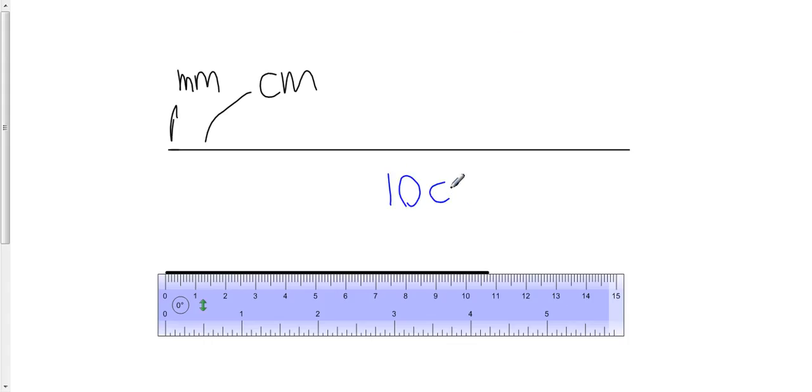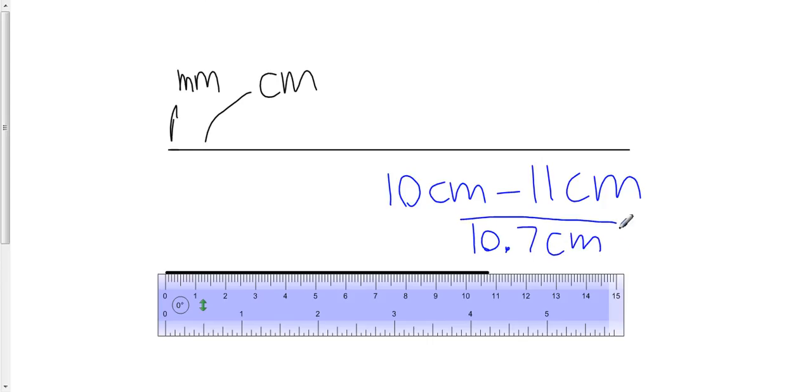So here I'm between 10 centimeters and 11 centimeters. Well, now I'm going to use the smaller ticks in between 10 and 11 centimeters to determine how far between. Like I said, each of these centimeters is broken up into 10 segments. So that works really well with our decimal system. So each of these little segments can represent 0.1 centimeters. So I got 1, 2, 3, 4, 5, 6, about 7. So I could say that this line segment is 10.7 centimeters.